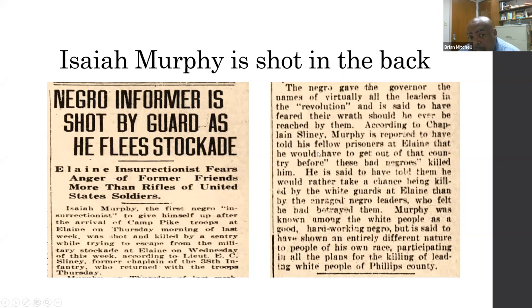Another thing that's very suspicious about Isaiah Murphy is they trust Isaiah Murphy enough to let him go outside and smoke a cigarette. While smoking a cigarette, one of the guards sees Isaiah Murphy and shoots him, believing that he is a black man escaping from the stockade.